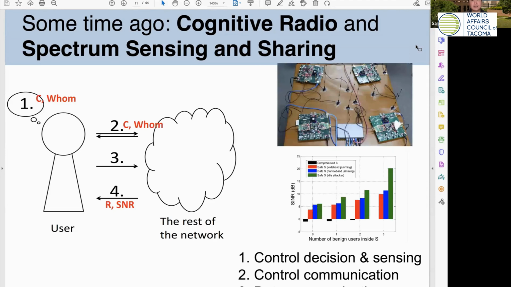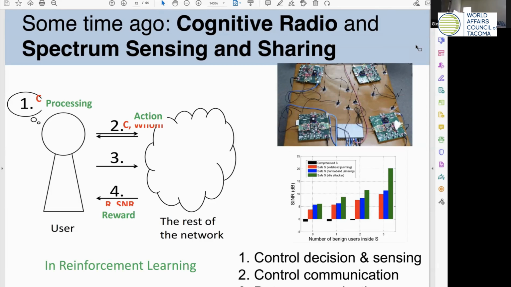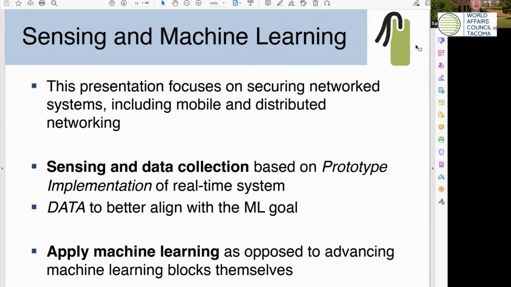So I didn't use the term machine learning back then, but we were using machine learning, and probably one of the more closely related concepts in machine learning is reinforcement learning that we used. So there was a sense of processing or intelligence building, and there are some actions that were taken based on that intelligence. And then there's a reward or some type of feedback that we can use to make more intelligent decisions moving forward. Okay, so let's talk about sensing and machine learning.